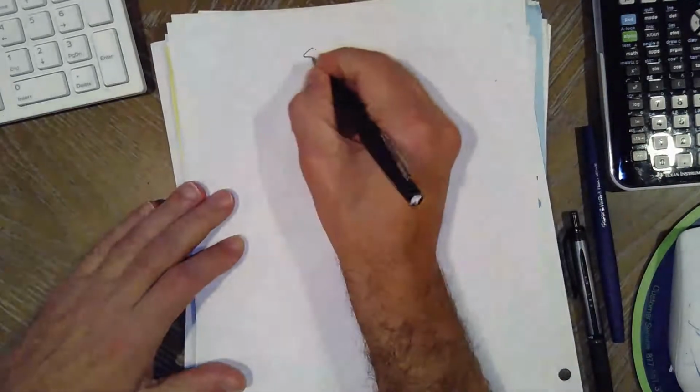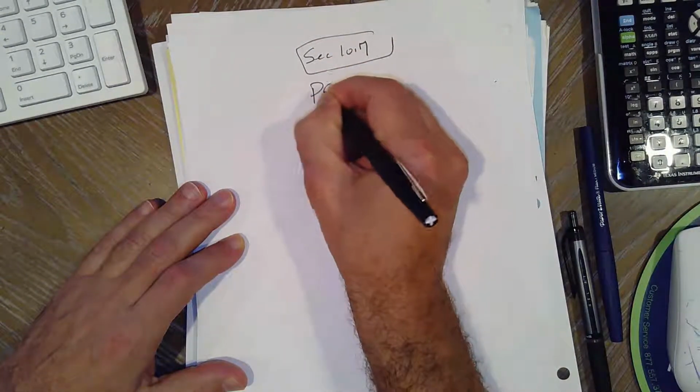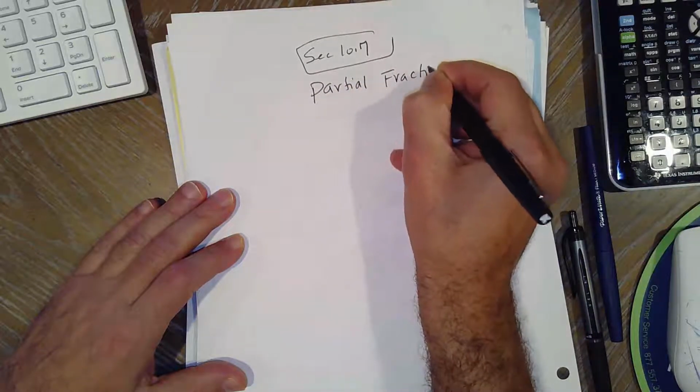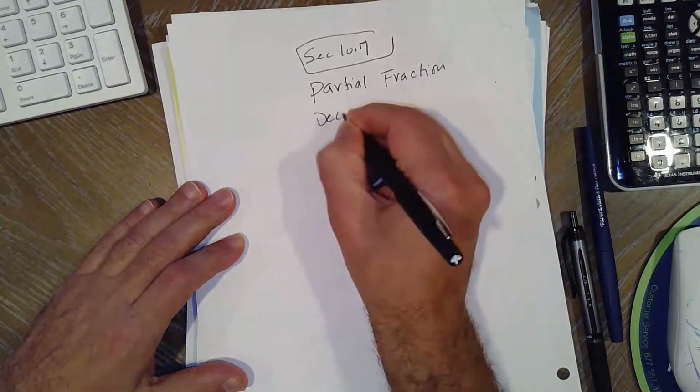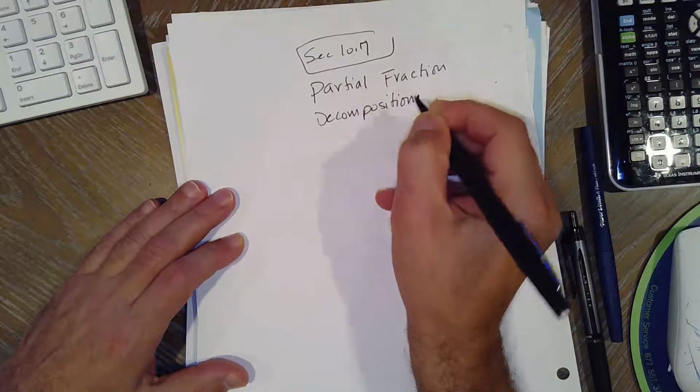Okay, now we can get to 10.7, which is partial fraction decomposition. Let's just explain what it is that we're trying to do.